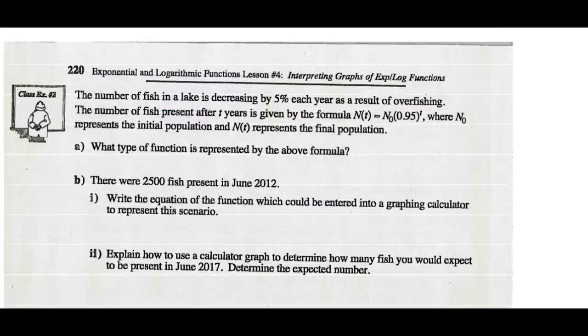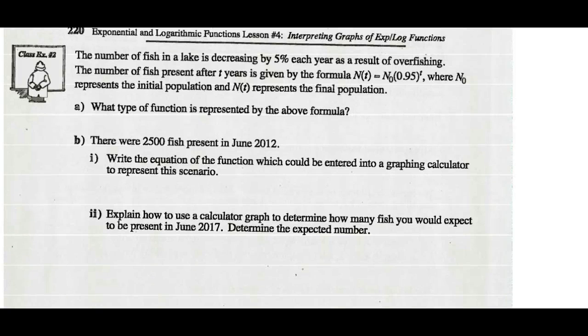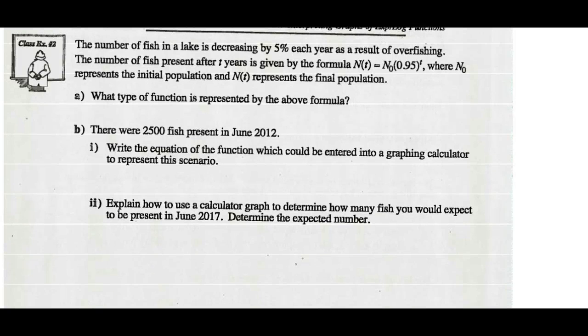Example 2. The number of fish in a lake is decreasing by 5% every year as a result of overfishing. The number of fish present after t years is given by this formula. N after t years is N0 times 0.95 to the exponent t. So it's decreasing by 5%. Notice the base of our exponent is less than 100%, less than 1. It's 100% minus 5%, or we're keeping 95% of the fish.